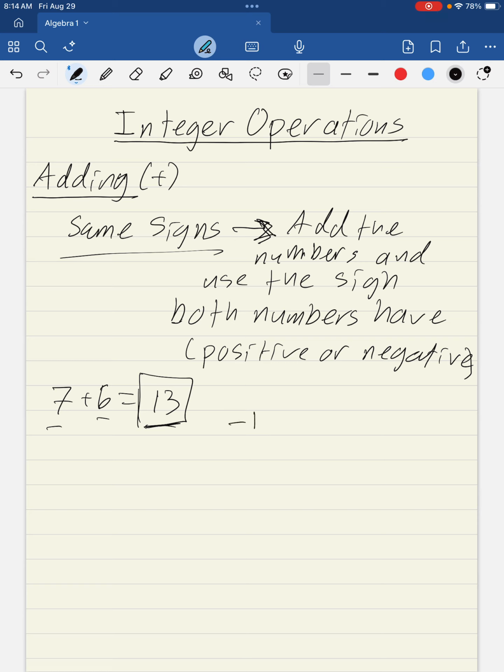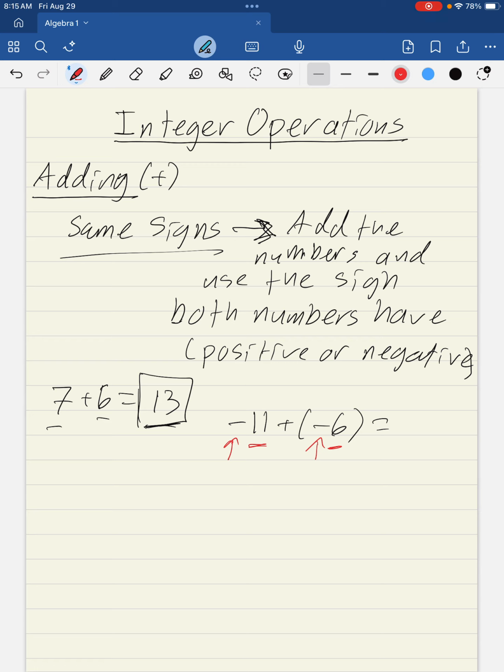What if I said negative 11 plus negative 6? Usually, I like to use little parentheses to separate my positive and negative numbers, or my plus with my negative. So here, we can see, all right, we have a negative 11 and a negative 6. The signs are the same. They both have negatives. So we're going to go 11 plus 6.